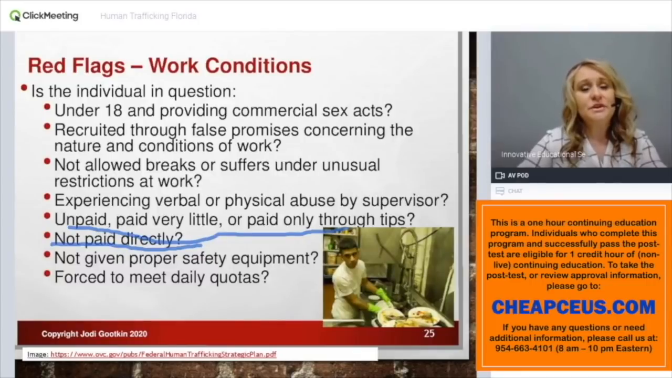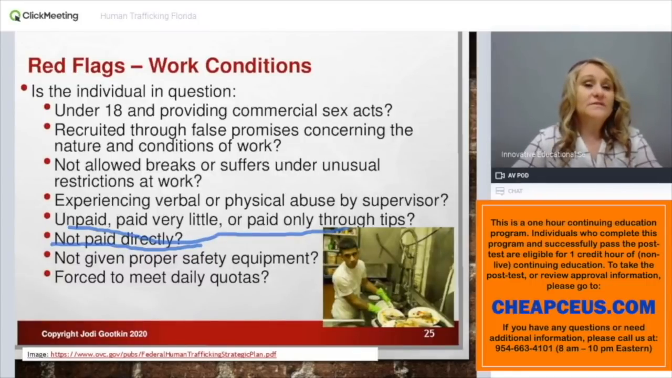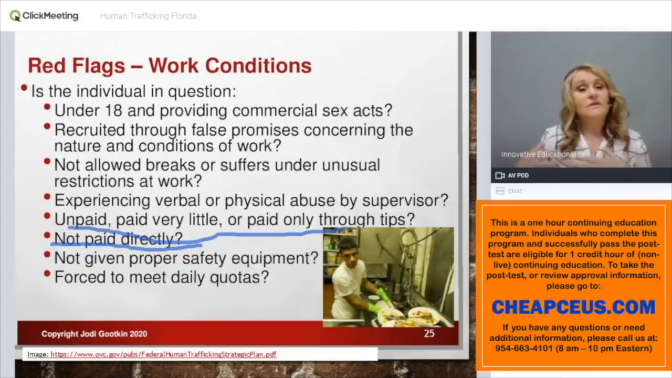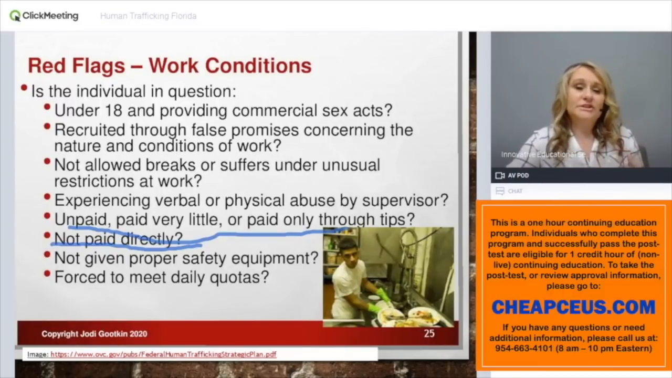If the individual's injuries are from a lack of safety equipment, oftentimes when individuals are being labor trafficked, the focus is not on safety, so equipment is not available. Maybe they're coming in with respiratory infections from chemical exposures. Particularly individuals involved in seasonal work are at a greater risk for labor trafficking because they're constantly being moved around.